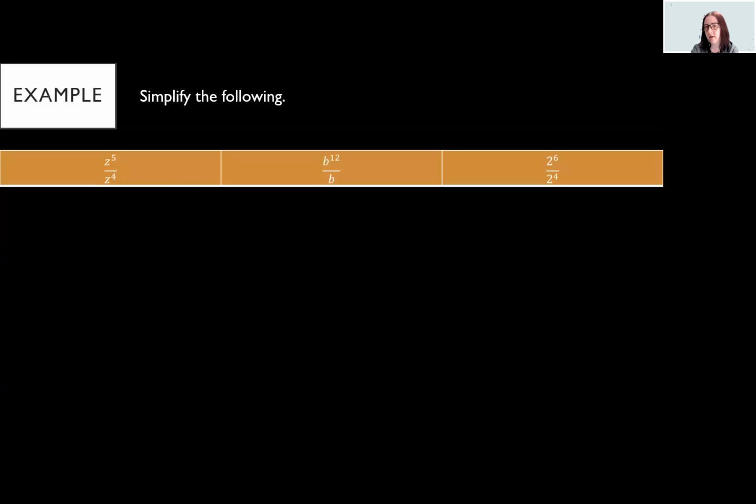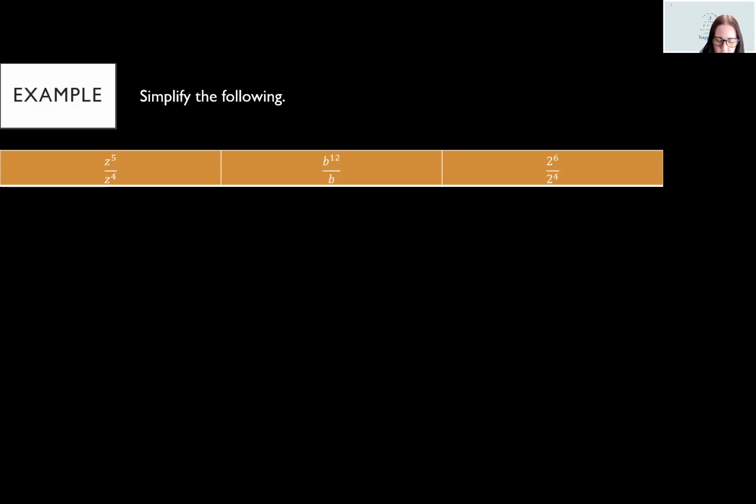So I've got 3 examples here. And when we say simplify, that means we're going to take something that is a fraction and we're going to rewrite it so it is no longer a fraction. We're going to simplify it. And simplify means whenever possible, you try to get rid of the fractions.